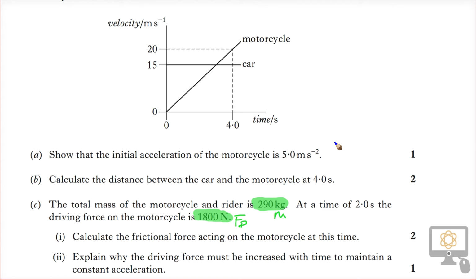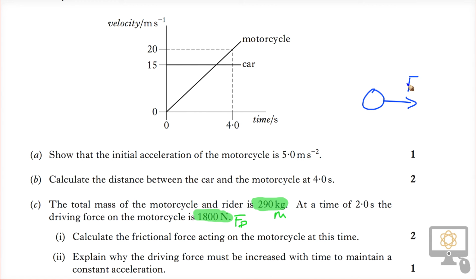So let me just draw a simple picture of the motorcycle and rider. Here it is. I like to draw things simply. I didn't do very well in art class at school, I have to say. And we're going to draw the forces on this motorcycle and rider. So we have a driving force. Let's try and do it straight.